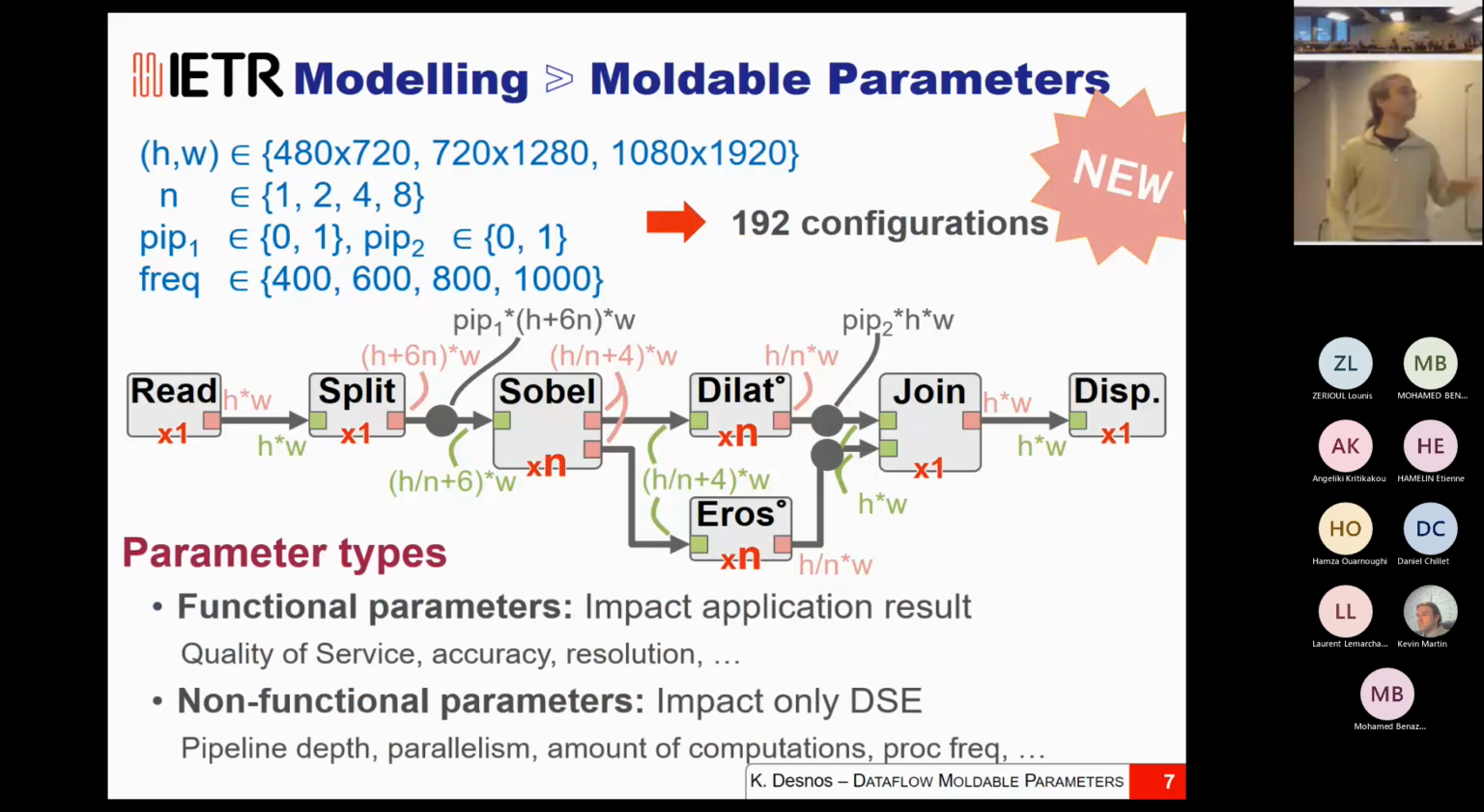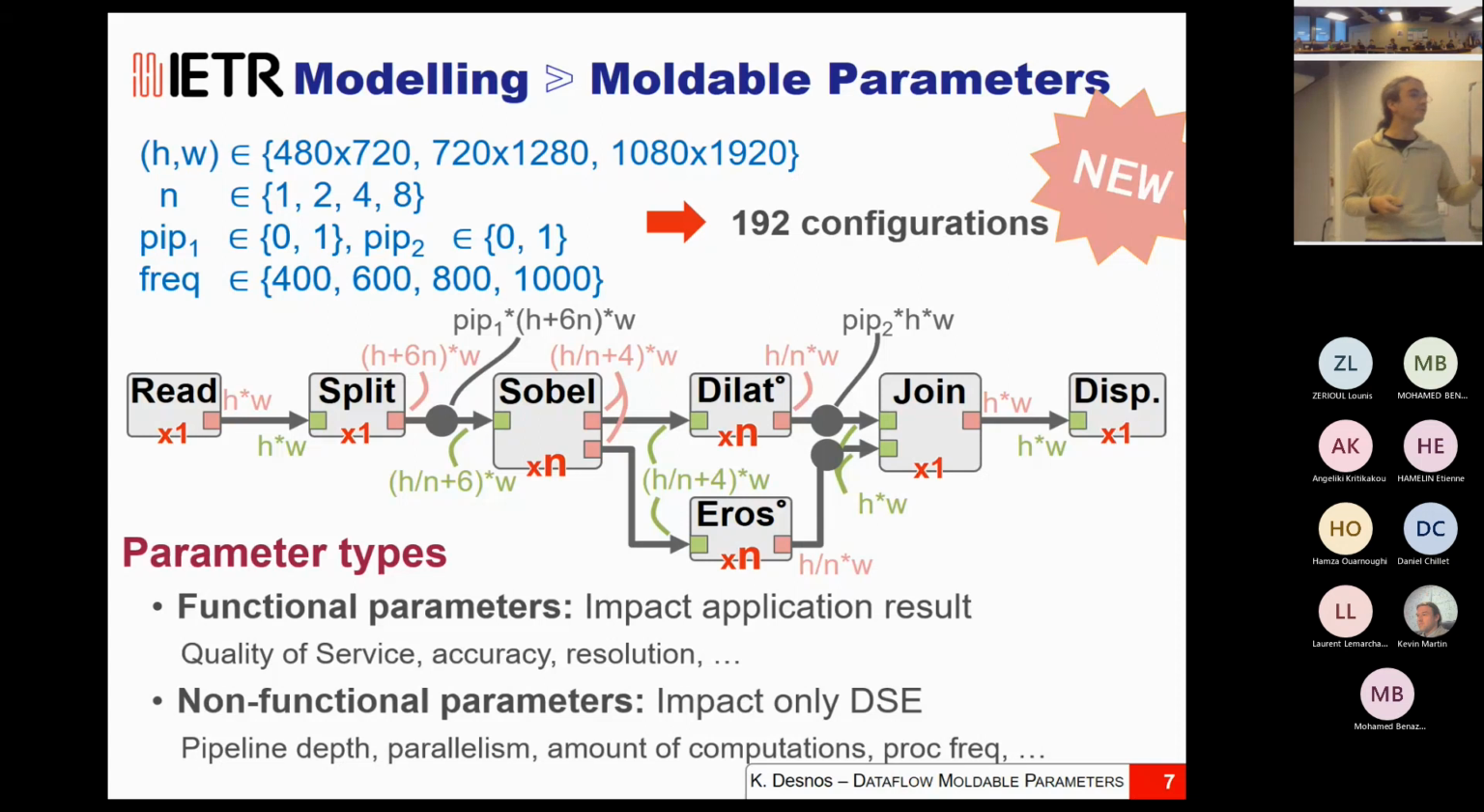Here, I have 2 types of parameters. I have the functional parameters, which have an impact on the actual results of the application. So here, for example, if I change the image resolution, I will change the result produced by my image processing algorithm. And so I will probably change the accuracy of my algorithm or the quality of service of my system.